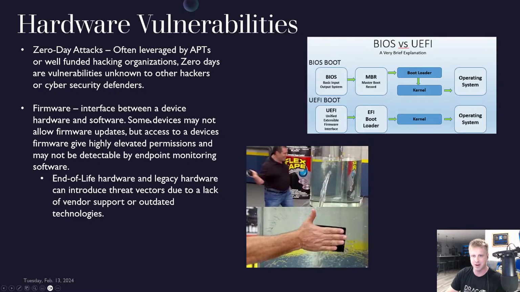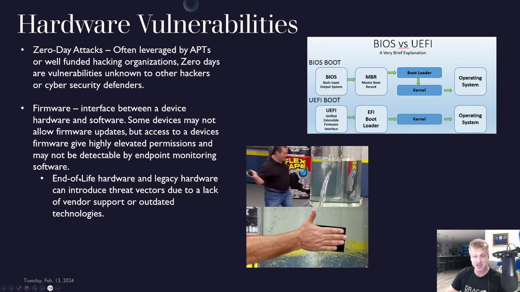So if you have IoT devices that don't allow firmware updates, but somebody's able to gain access to that, it can give them very highly elevated permissions, and permissions that may not be detectable. They might be able to do stuff that looks like normal traffic coming from a thermostat, but in fact, it's actually a part of a botnet, and it's doing a distributed denial of service attack. It'd be harder to detect, because endpoint monitoring may not pick that up since it's running below the software layer. It's not running at the operating system layer.